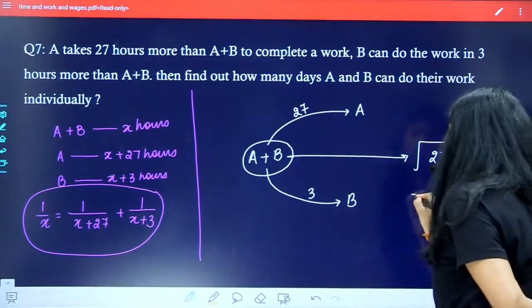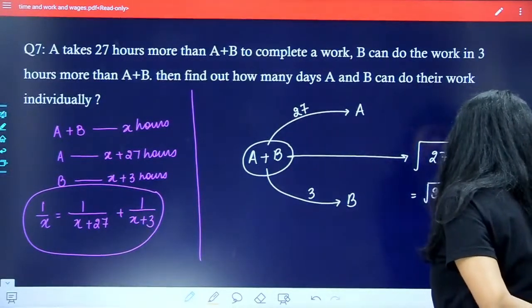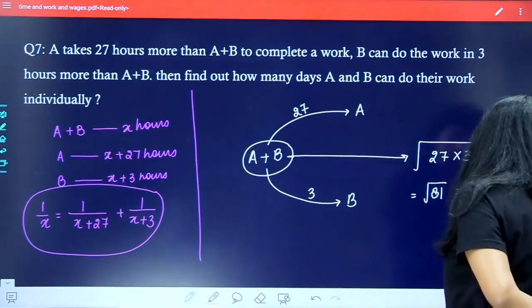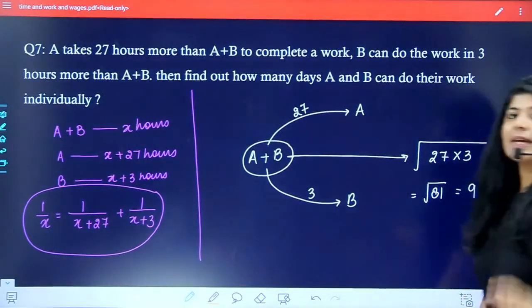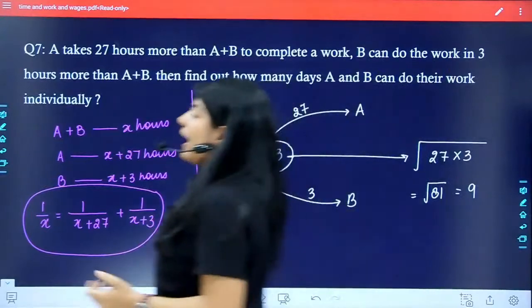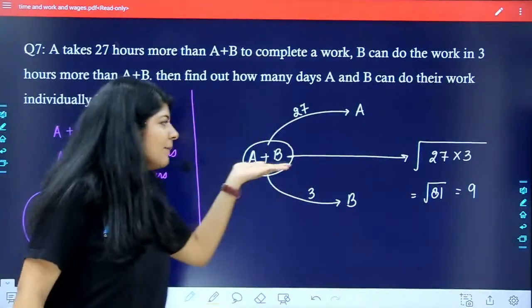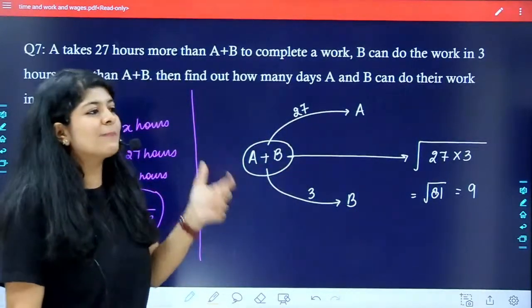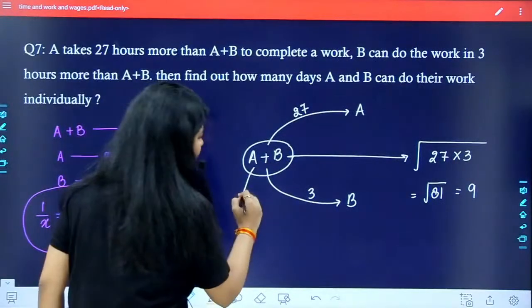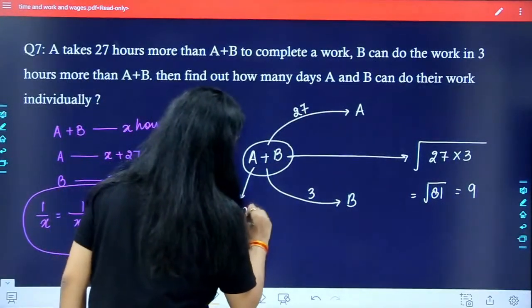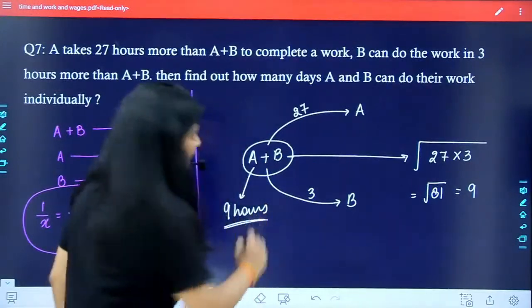This is a short trick, and you get the square root of 81, and the square root of 81 is 9. So we can say that the number of hours taken by A and B together to do the specific task is 9 hours. The correct answer over here is 9 hours.